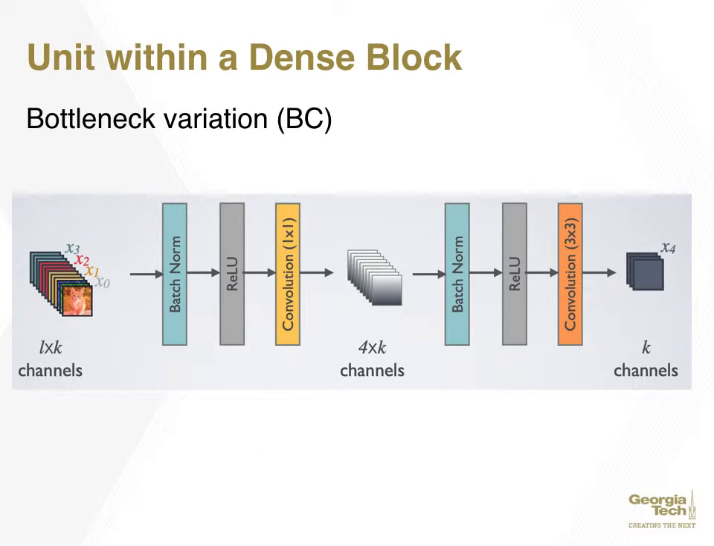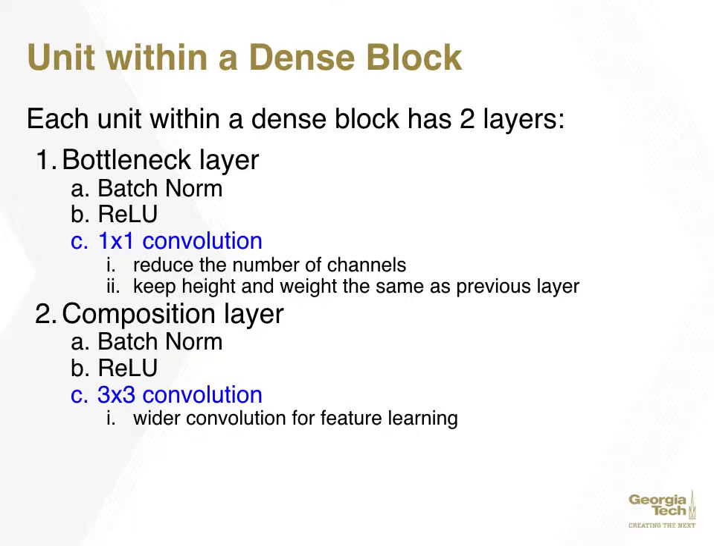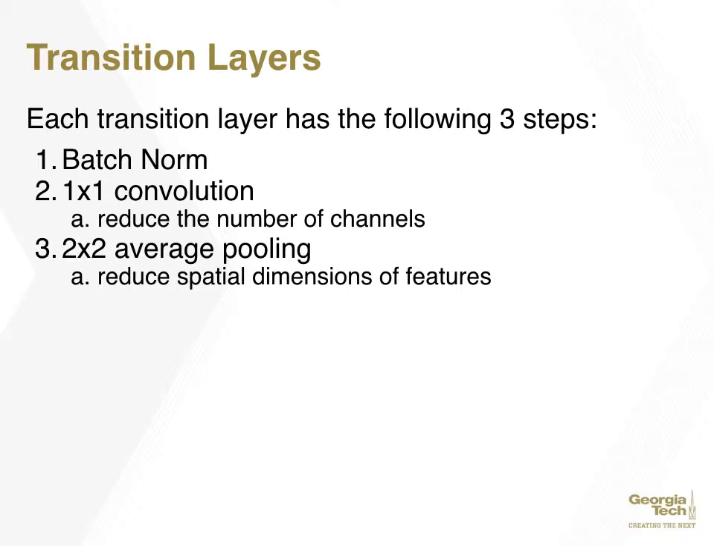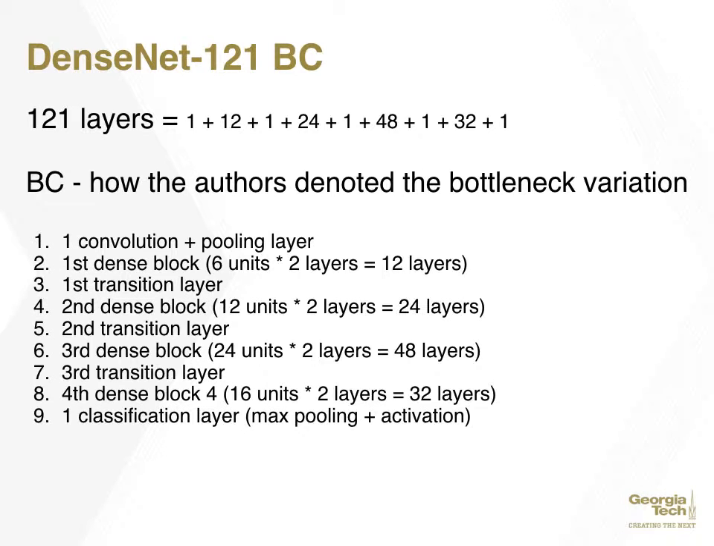The BC variation of DenseNet includes a bottleneck. In this variation, each unit within a dense block has 2 layers, a bottleneck layer to reduce the number of channels, and a composition layer with a wider convolution for feature learning. Each transition layer has a batch norm, followed by a 1x1 convolution and 2x2 average pooling. The 121 designation comes from the total number of layers.